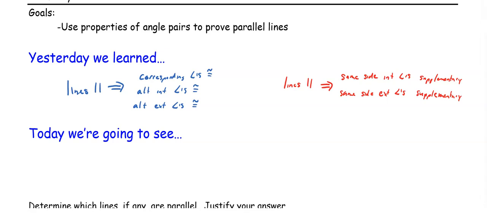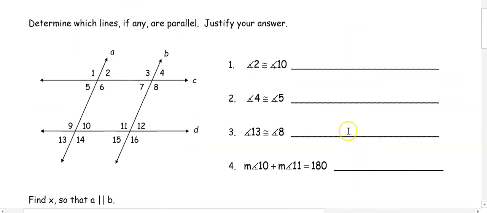So today we are going to use the converse. The converse means that we're switching the order here. So first we're going to have the angles are congruent or supplementary to show that the lines are parallel. Determine which lines, if any, are parallel and justify your answers.